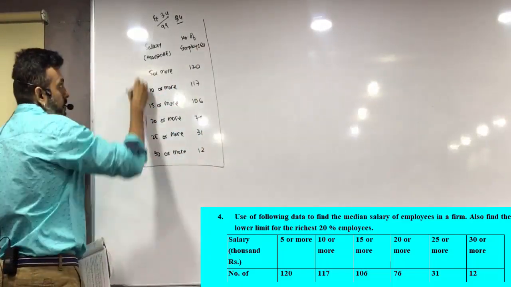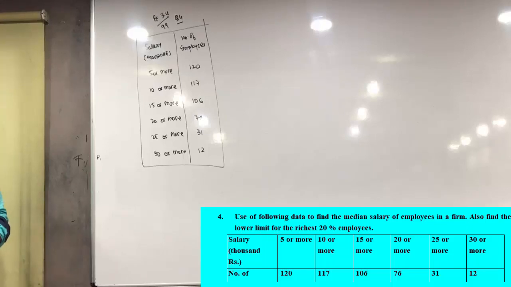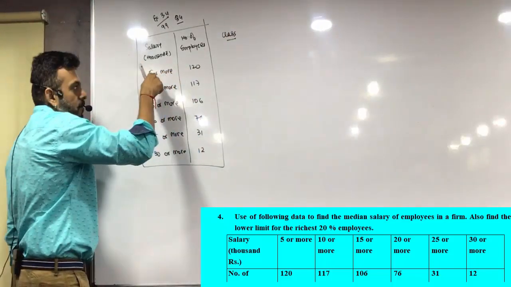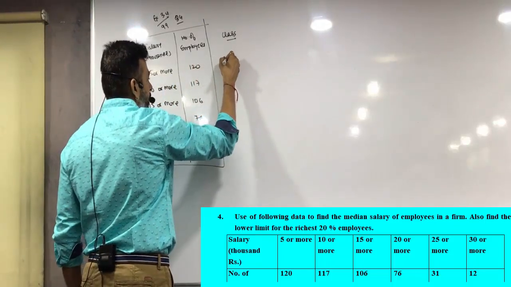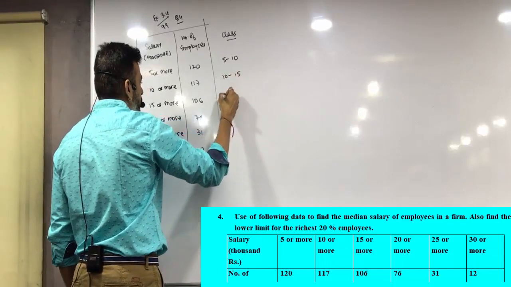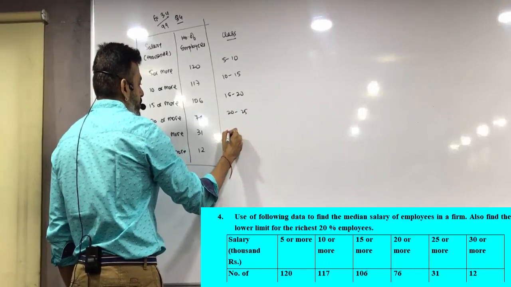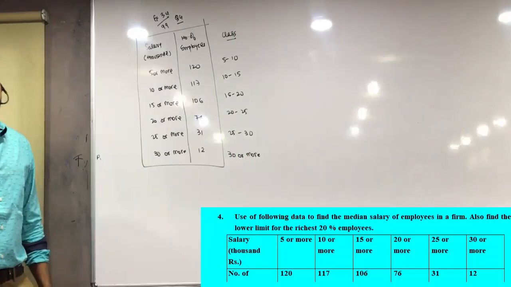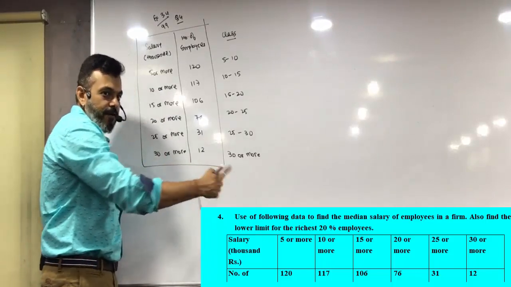Now this data over here is a more than type cumulative frequency data. So first we have to convert it into normal. So we have class 5 or more. So the first class will be 5 to 10, 10 to 15, 15 to 20, 20 to 25, 25 to 30, and 30 or more. 30 or more, because it can be 30, 35, 40, 45, 50, 55, anything.